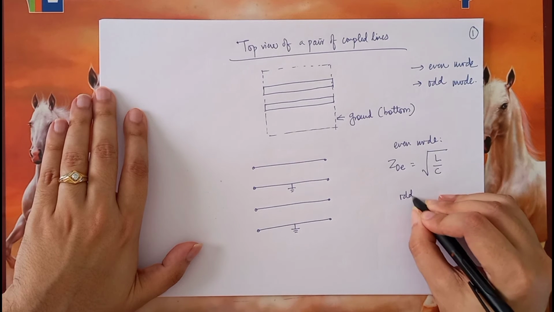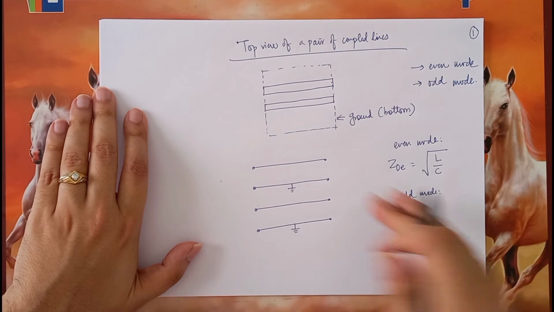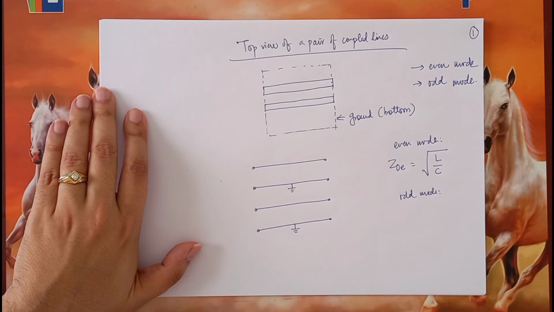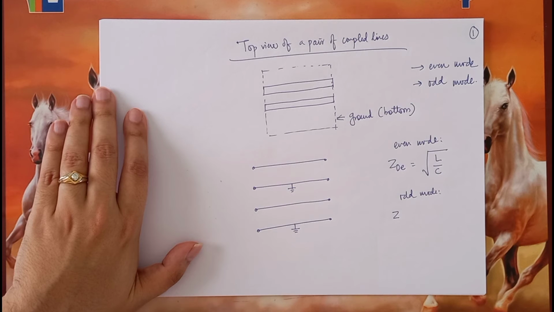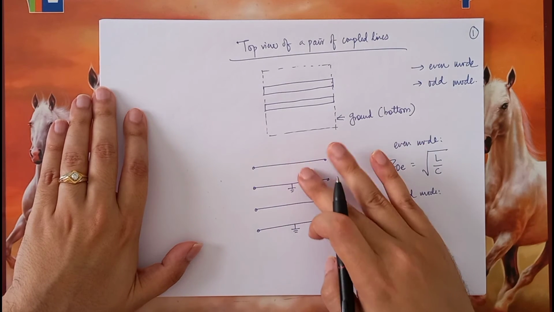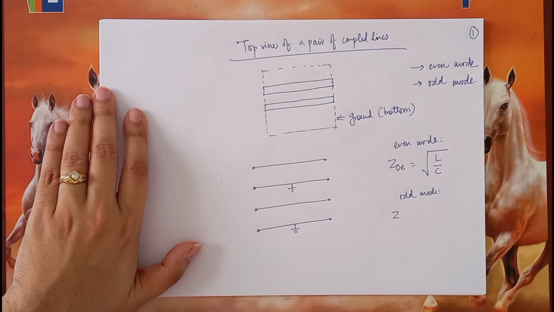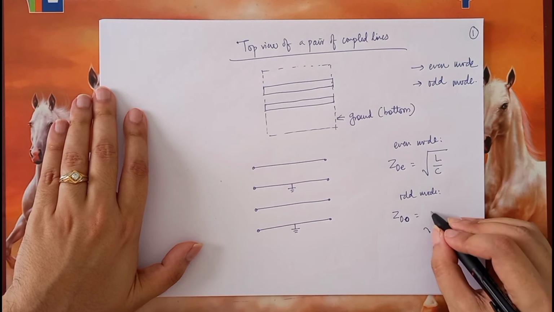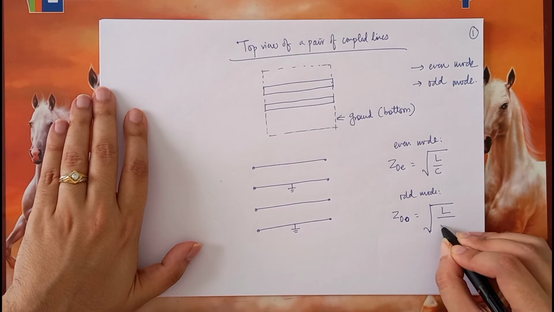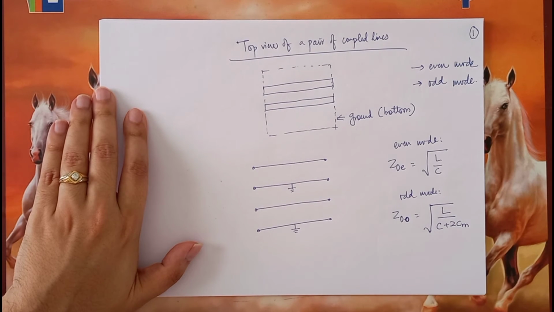And the odd mode is when there are two currents which are equal in magnitude, or two waves which are equal in magnitude but opposite in direction or phase in the conductors. So over there we said that although there exists a mutual capacitance between the two lines, we could essentially isolate that mutual capacitance to reflect on each of these conductors, and therefore again we could treat them independently by saying Z0O in the odd mode is equal to square root of L by C plus 2Cm, where Cm is the per unit length mutual capacitance.